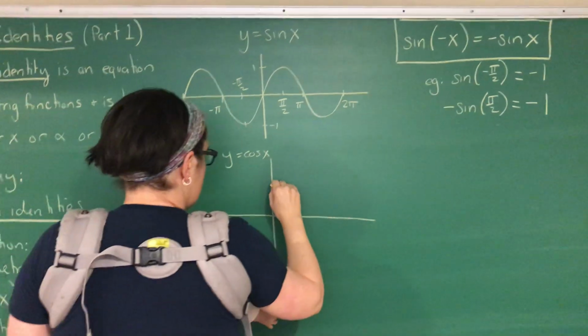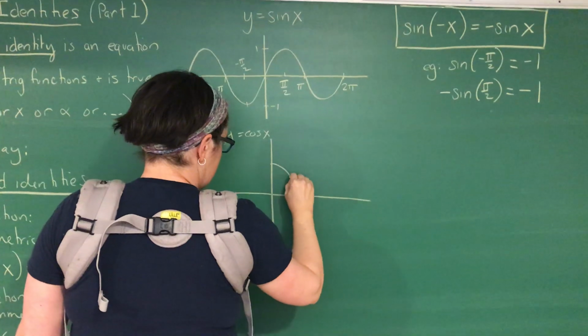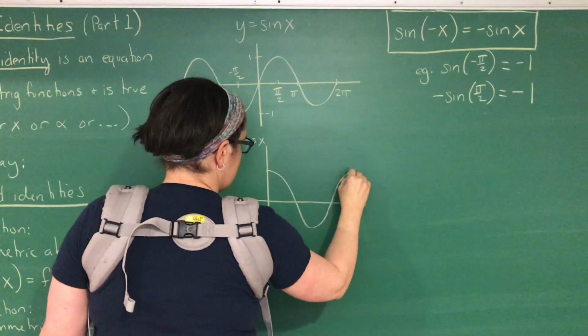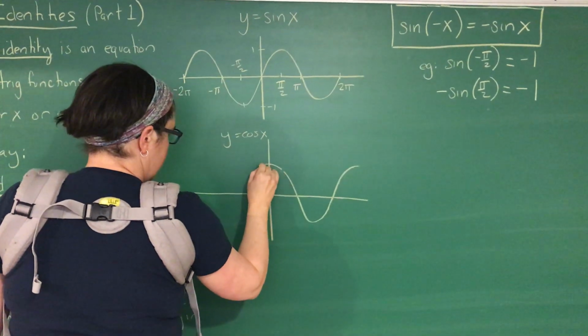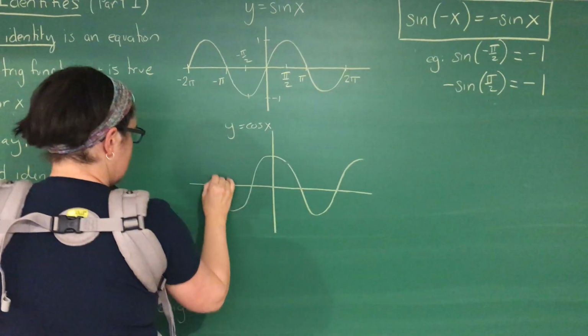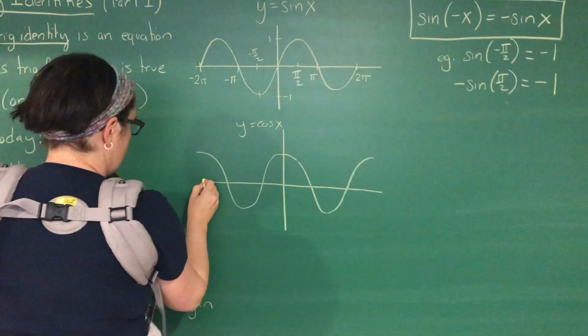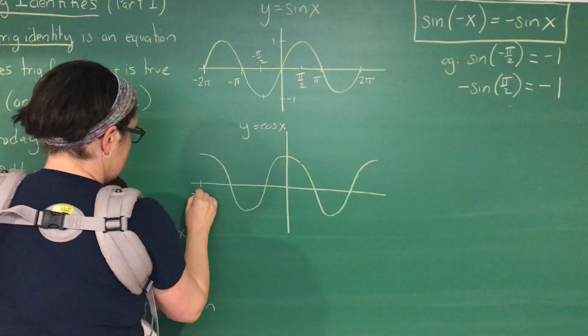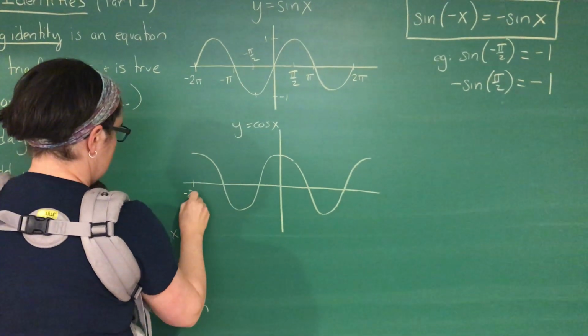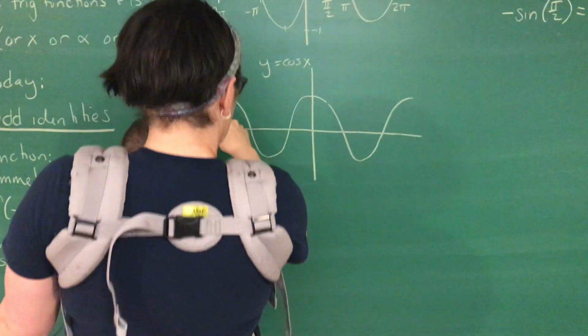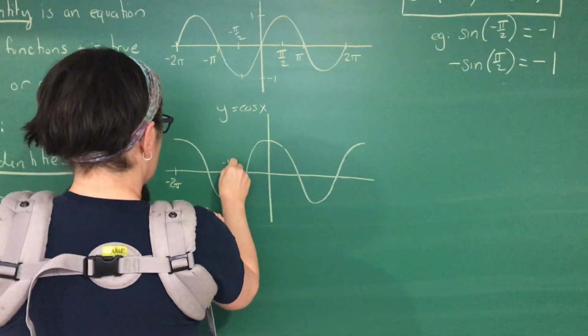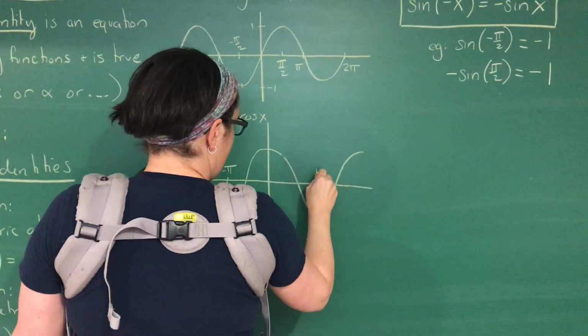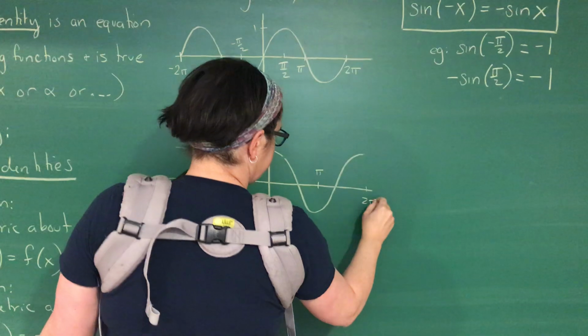All right, so the cosine function, if I draw one period, starts high, drops down, and pops back up again. And one period off to the left does the same thing. And I'm going to mark a few important pieces, negative 2 pi, negative pi, positive pi, and positive 2 pi.